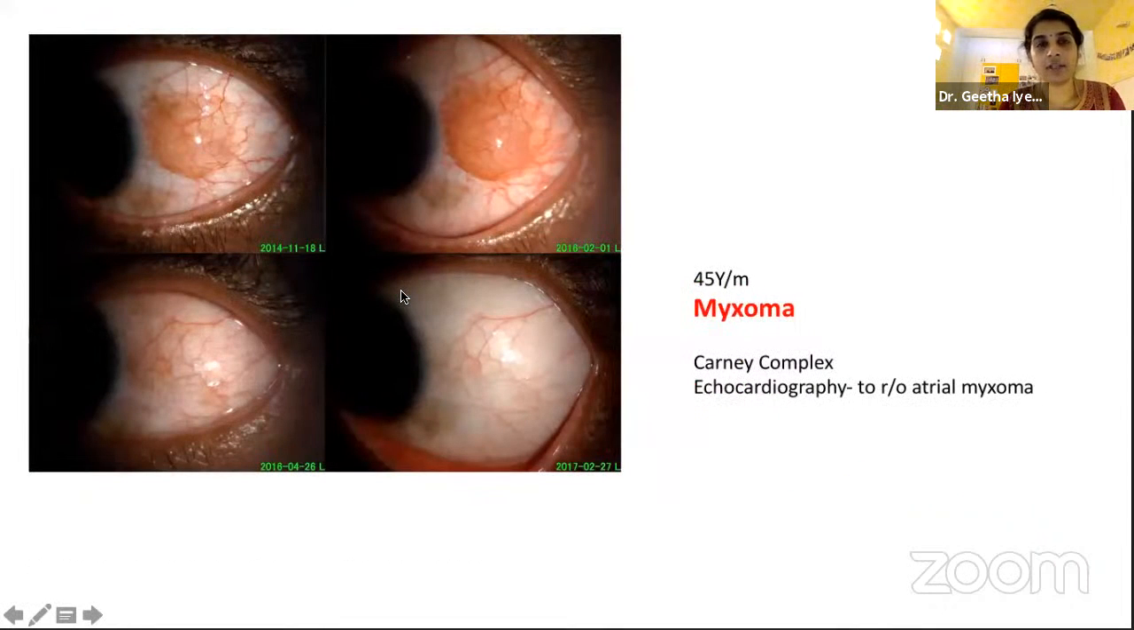And this is a variant of myxoma. So this was a patient of myxoma who underwent a surgical excision because he couldn't wear his contact lenses. And in this situation, you have to do an echocardiography to rule out any associated atrial myxomas. This man didn't have one. You want to basically rule out a Carney's complex.